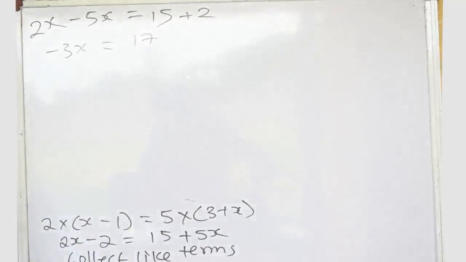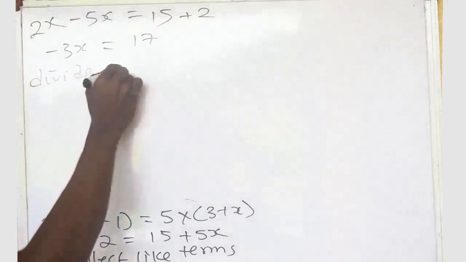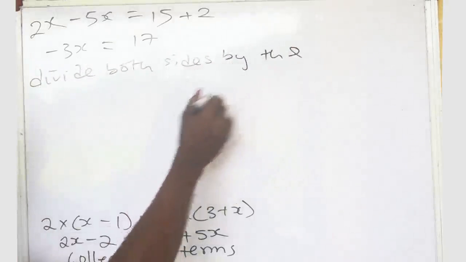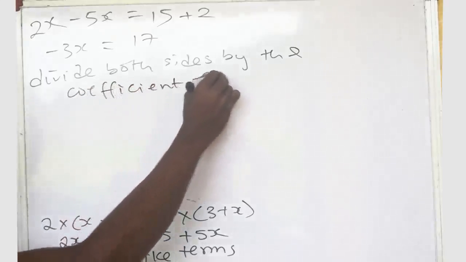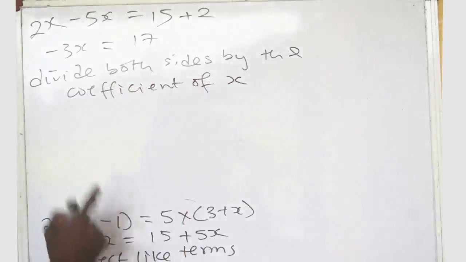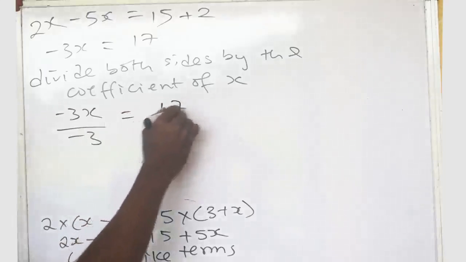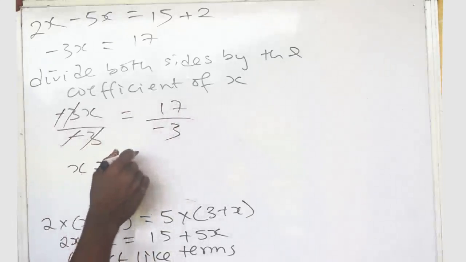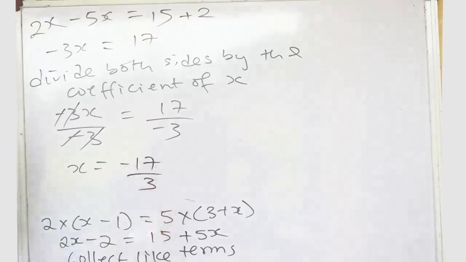We are looking for what? x. We are not looking for what? Minus 3x. We say divide both sides by the coefficient of x. The coefficient of x is minus 3. We have minus 3x divided by minus 3 equal to 17 divided by minus 3. 3 cancels 3, minus cancels minus. We have x equal to, nothing can divide here. It becomes minus 17 all over 3.